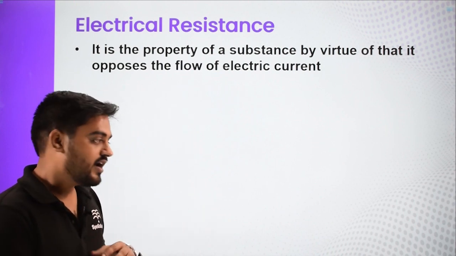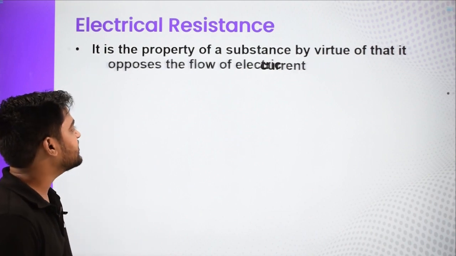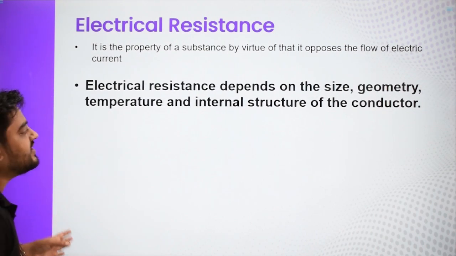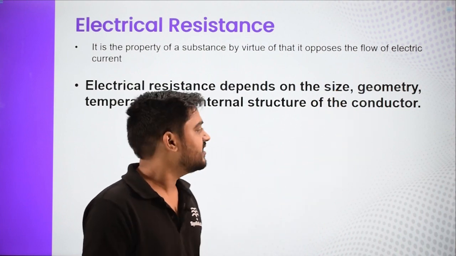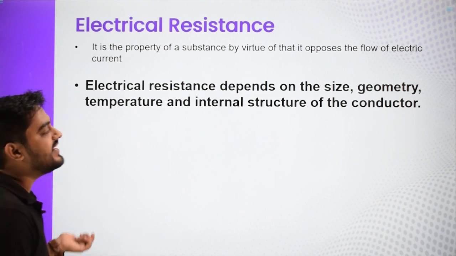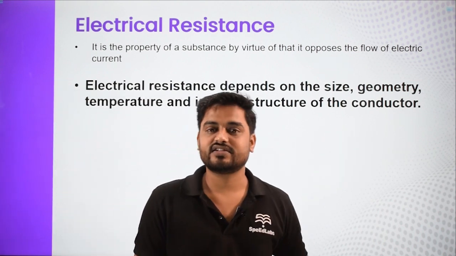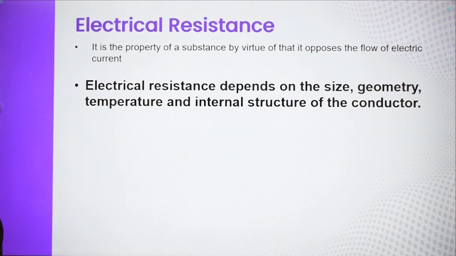Resistance is like it is having a resistance. It is resisting the flow of the current. So this property is called resistance. Now, electrical resistance depends on size. What is the size of the conductor? Geometry. Geometry and size is the same thing. Now, temperature and internal structure of the conductor. So what is the conductor made up of, what is the material, right?